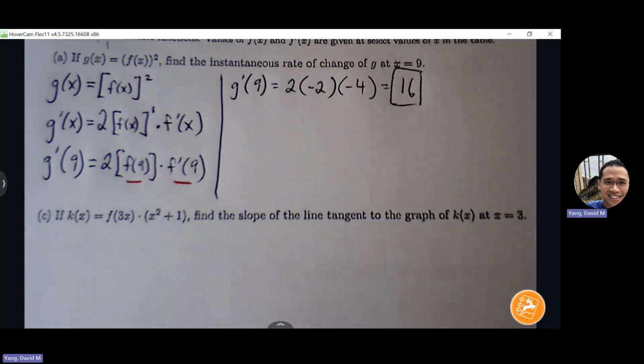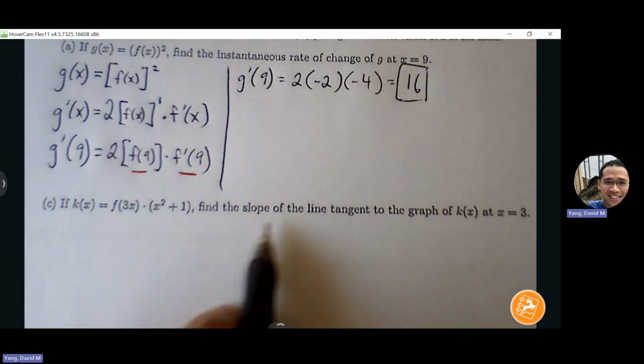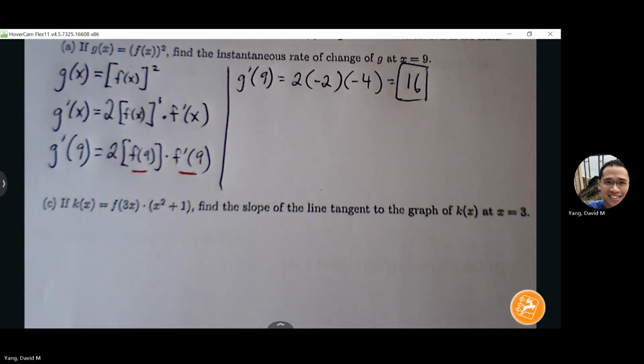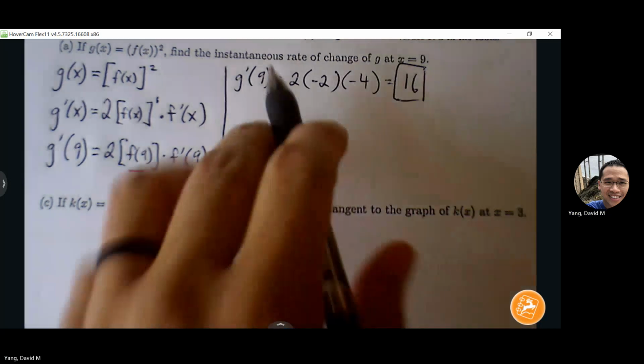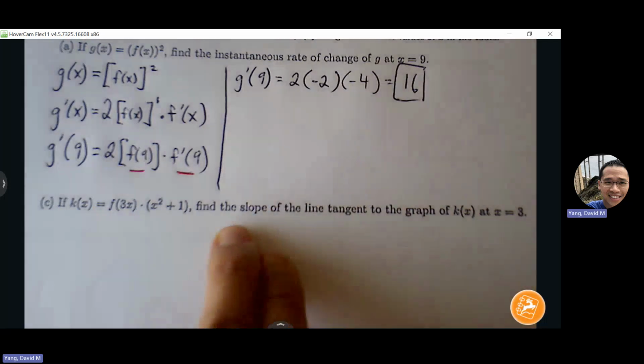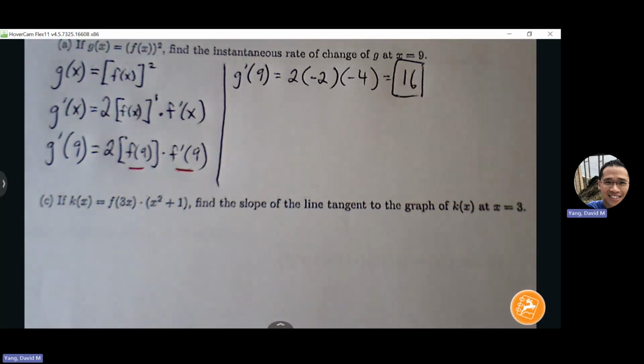Part C, k of x equals f of 3x times x squared plus 1. Find the slope of the tangent to the graph of k of x at x equals 3. I want to find the derivative. It's the same thing, right? Instantaneous rate of change at 9. Find the slope of the line tangent at 3. They're both asking for us to find the derivative at the points, just different ways of saying it.